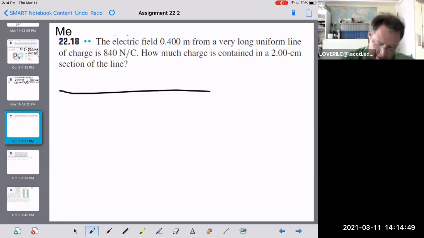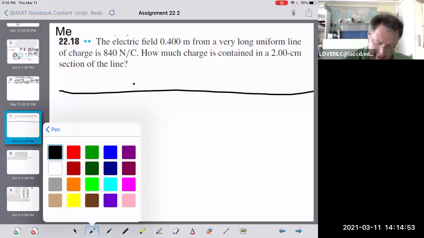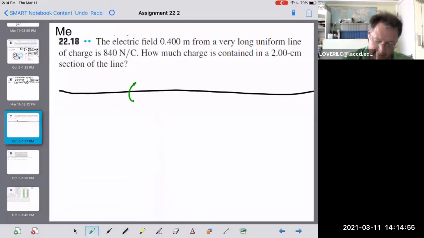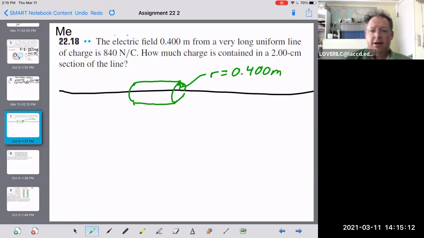So I have a long line like this, and I'm just going to imagine a cylinder that goes around that line like that. That cylinder is going to have a radius of 0.400 meters. Why am I going to use that radius? Because that's the only place I know the electric field.